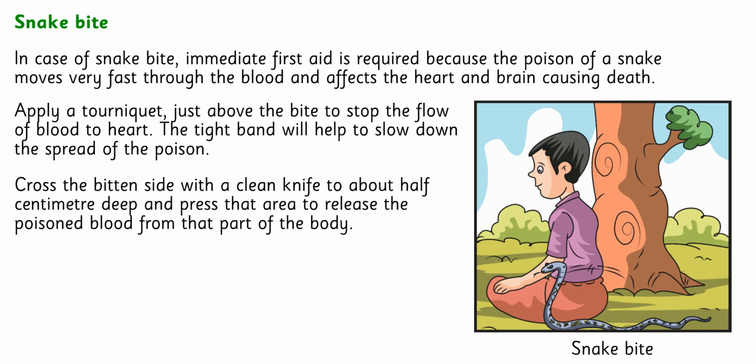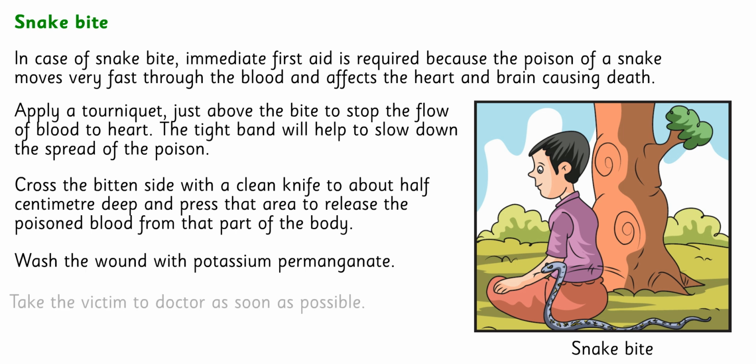Cross the bitten side with a clean knife to about ½ centimeter deep and press that area to release the poisoned blood from that part of the body. Wash the wound with potassium permanganate. Take the victim to doctor as soon as possible.